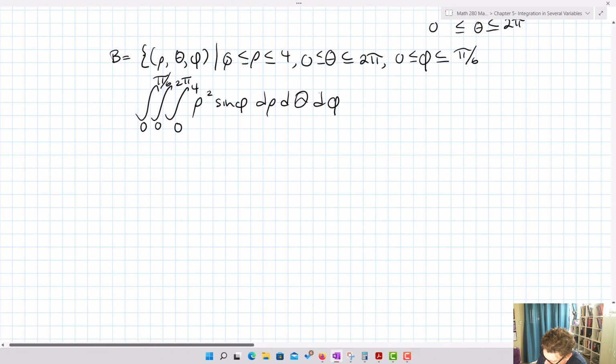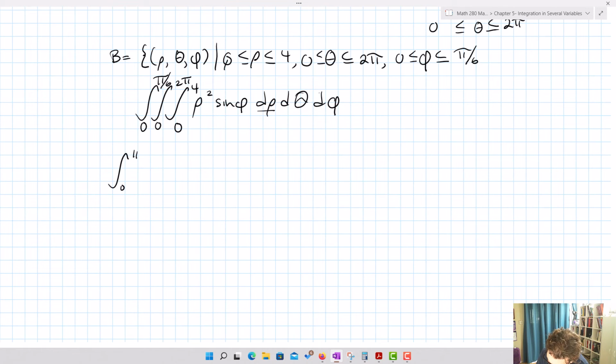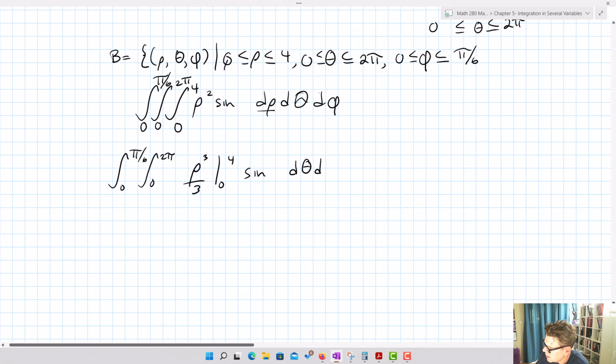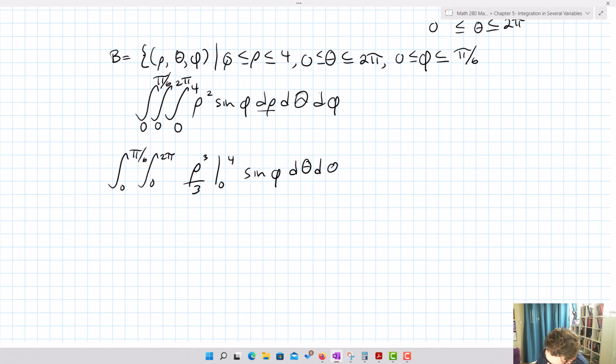Let's solve this one to get some practice solving a triple integral. We integrate with respect to rho first. We have the integral from 0 to pi over 6, the integral from 0 to 2 pi, of rho cubed over 3 evaluated from 0 to 4, times sine phi d theta d phi. Rho cubed over 3 evaluated from 0 to 4 is 64 over 3 minus 0, so it's 64 over 3.